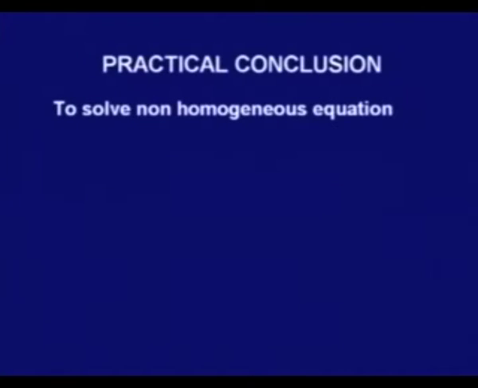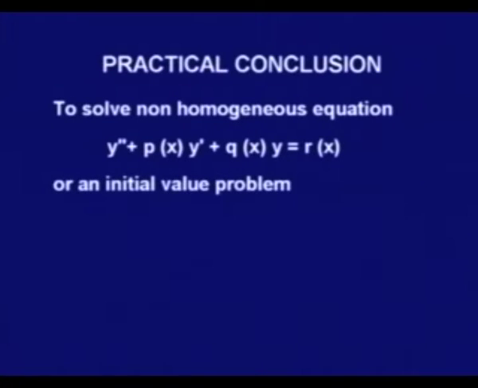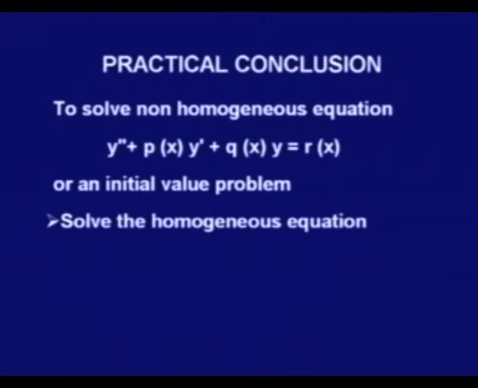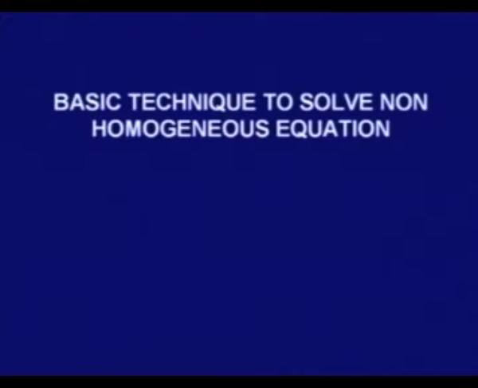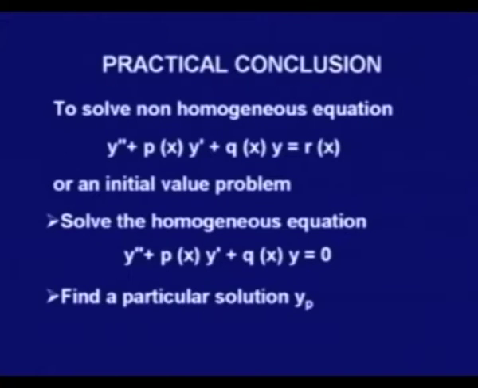Now, what practical conclusion have we drawn out of these results? We have obtained that to solve a non-homogeneous equation y double dash plus p(x) y dash plus q(x) y is equal to R(x), or an initial value problem, what we do is first solve the homogeneous equation y double dash plus p(x) y dash plus q(x) y is equal to 0, and find a particular solution yp of the non-homogeneous equation, and then we keep it over there.